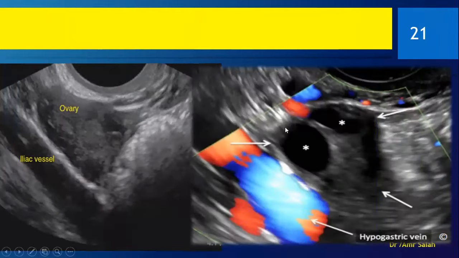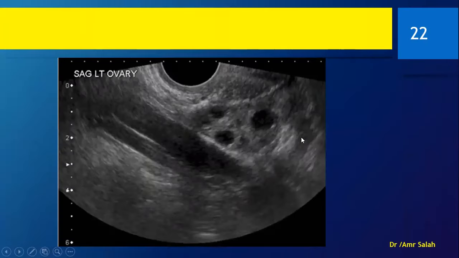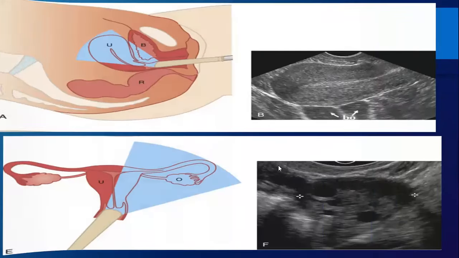This is the approach. This is the ovary, this is the iliac vessels. See the ovary here? Doesn't look like the classic picture. However, it is in its right anatomical position. Here it looks different. It has something inside, whether it is a follicle, functional cyst, or cyst, tampon, whatever. We are here making sure that this is the ovary.